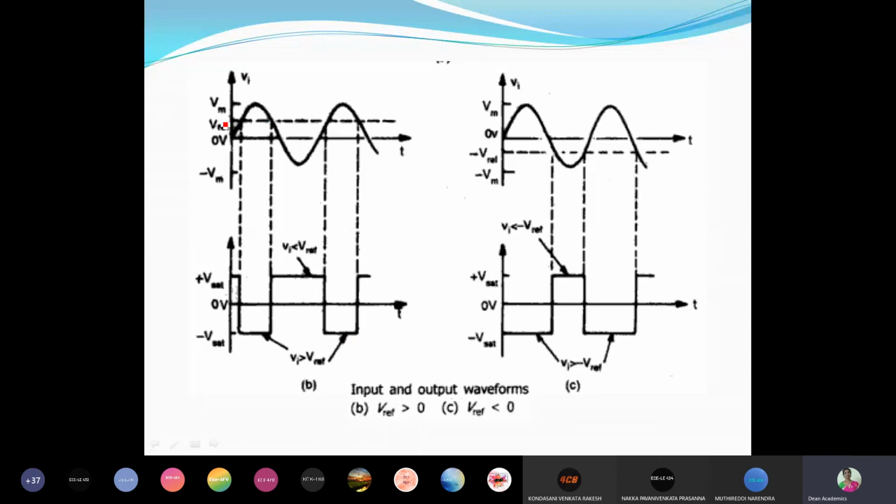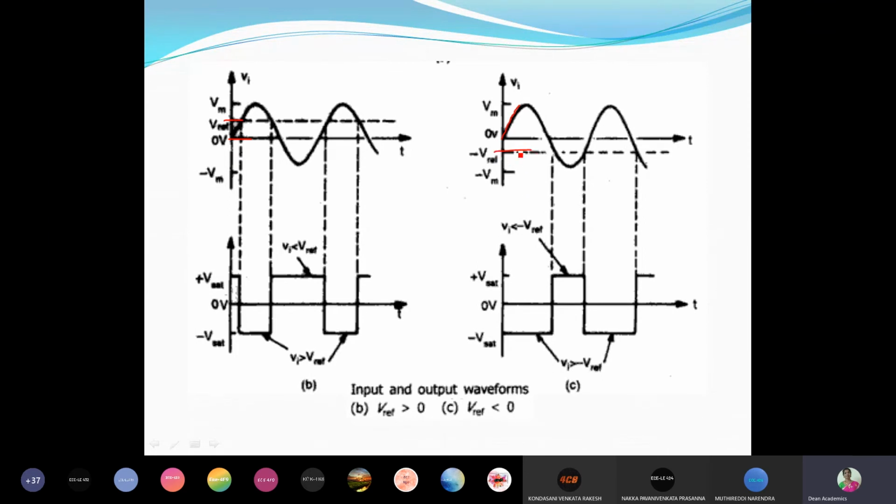So this is the positive reference voltage, right? Instead of reference voltage being 0 here, reference voltage is positive. Now instead of positive reference voltage, if you write negative reference voltage, that means this one, positive 0 volts. Now this is negative reference voltage.